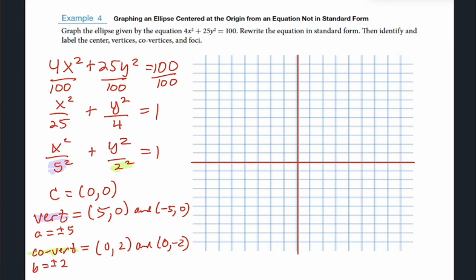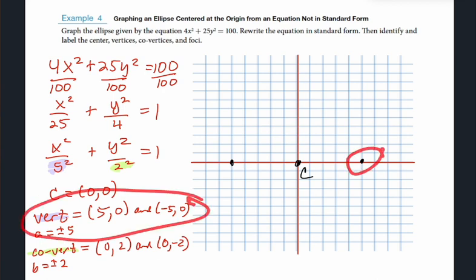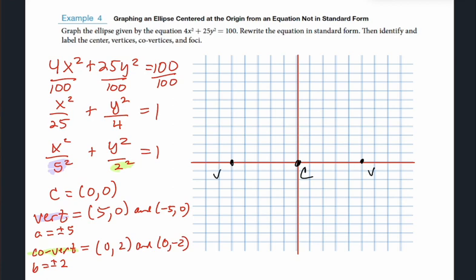So go to your center first, just like when we did circles. Put a dot at our center, label it C. Now under the x was a 5 squared. So in the x direction, we're going to count 5 to the left and 5 to the right. And that should coincide with our vertices. And that's the point 5, 0 and negative 5, 0. Perfect, okay? And then we're going to label those with a V.